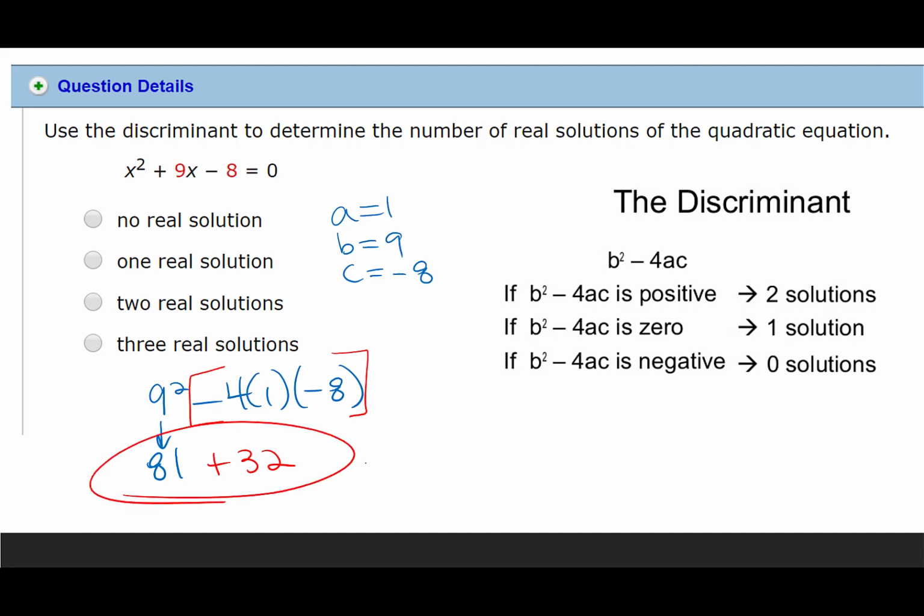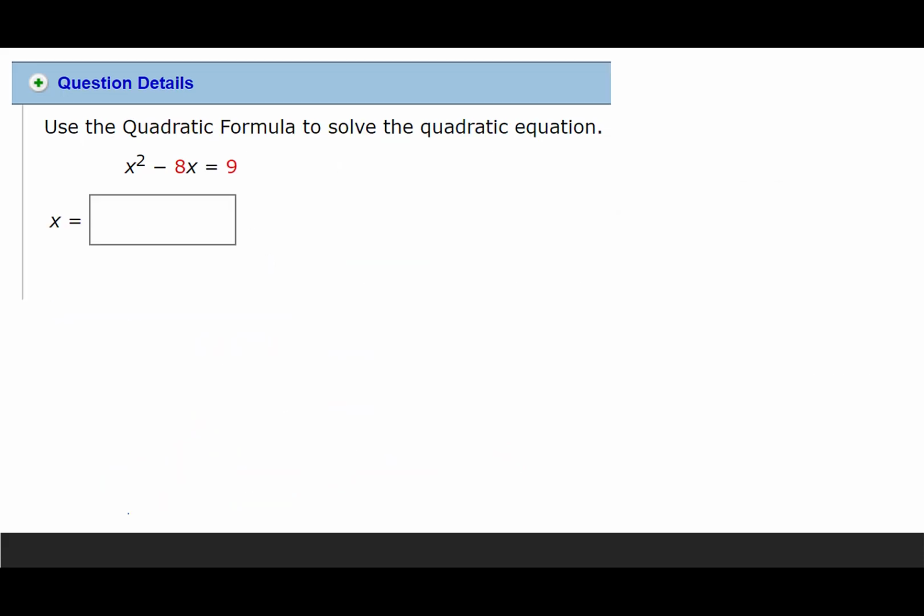If we combine those together, do you see that it's going to be a positive answer? We can go ahead and combine them if you want to. It's positive 113. The most important part is that it's just a positive answer, and so we'll select two real solutions. Okay, this example, we are using the quadratic formula to solve the quadratic equation.